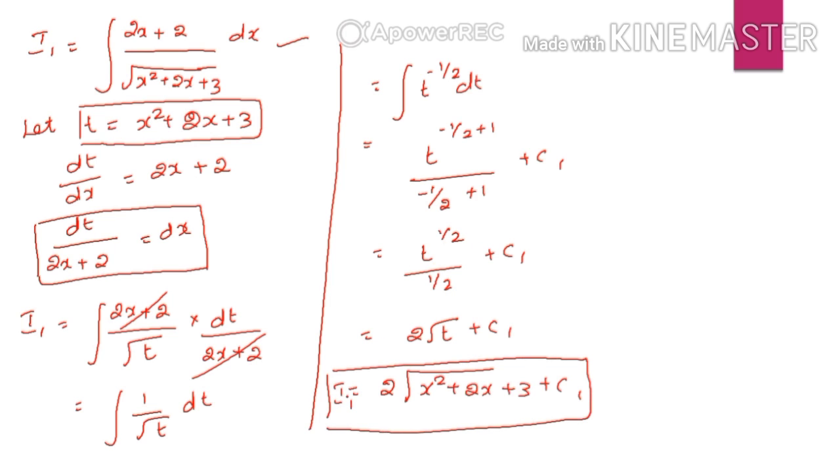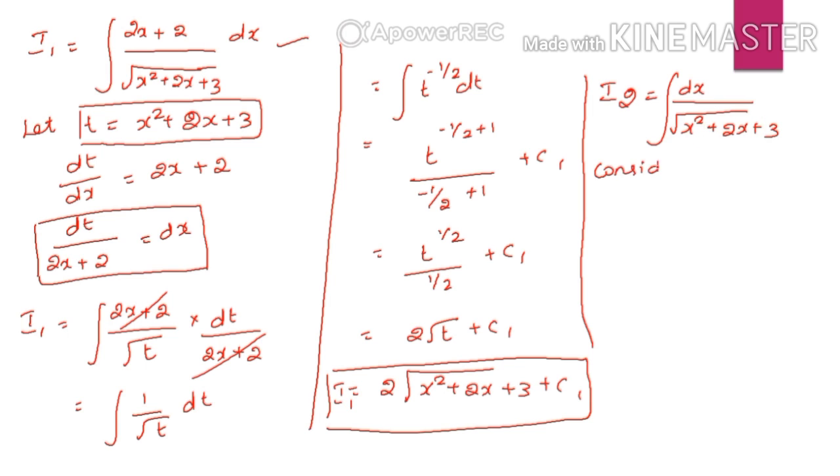Now we have to find out the value of I2. So I2 is equal to integral dx divided by square root of x square plus 2x plus 3. So here I cannot get the numerator on differentiating, so we have to consider the denominator. So consider x square plus 2x plus 3.